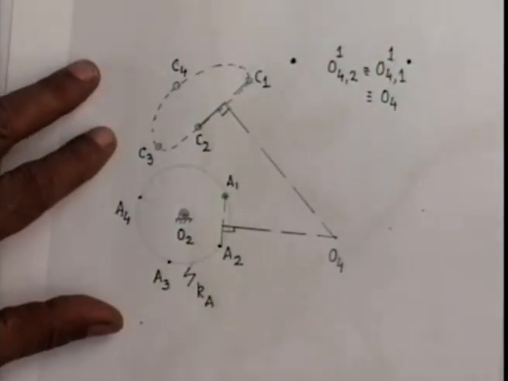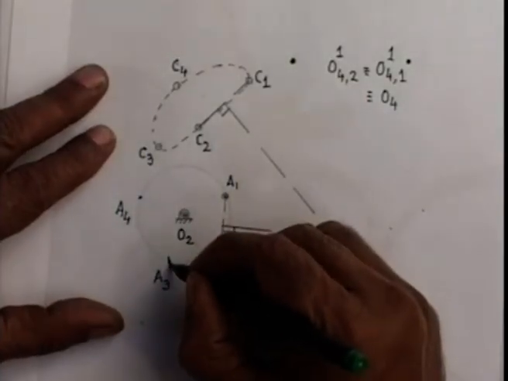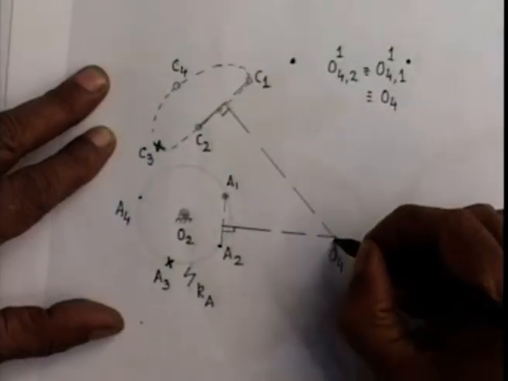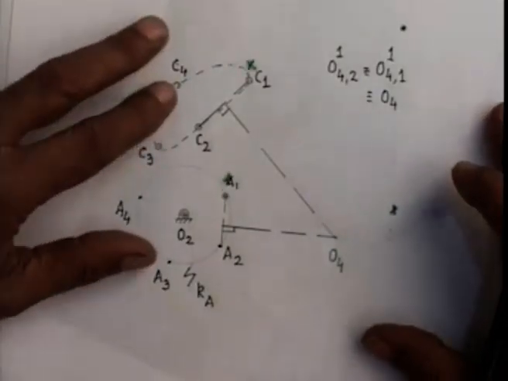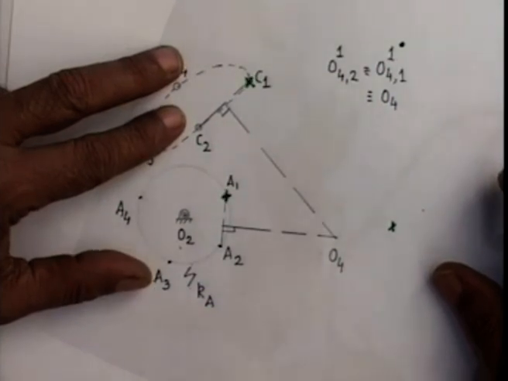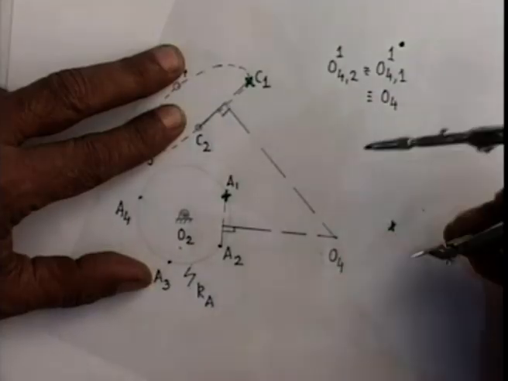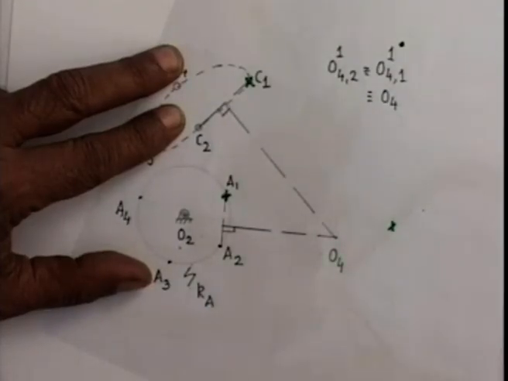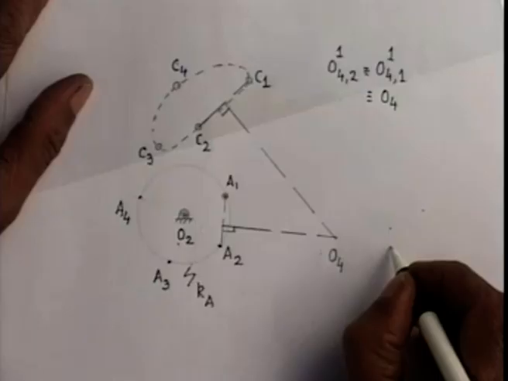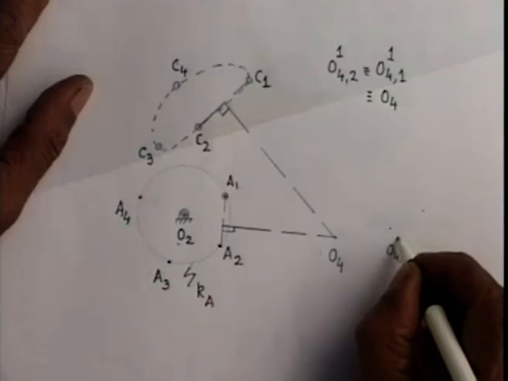Next, to get the inverted position corresponding to third and fourth configuration, we go as usual A3, C3, O4. Then A3 coincides with A1, C3 coincides with C1, and wherever O4 goes, that I call O4,3,1. So I can pierce my tracing paper and mark that point on the drawing sheet, which is O4,3,1.